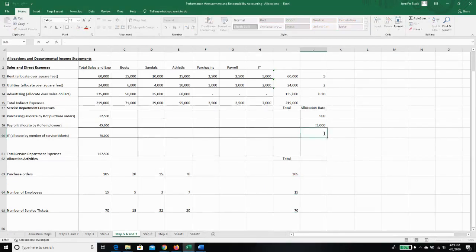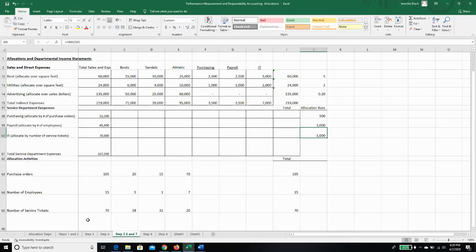All right. Same thing for IT. So we're going to allocate the total $70,000 of cost in IT across 70 service tickets. And a service ticket, in case you don't know, it's when you call IT and you say, I've got a problem, and they assign you a ticket number so that they can track how many people they've helped. So we are going to allocate $1,000 to each department for each service ticket that they've opened.